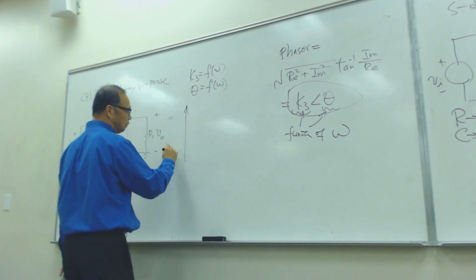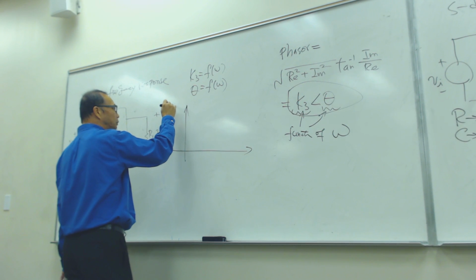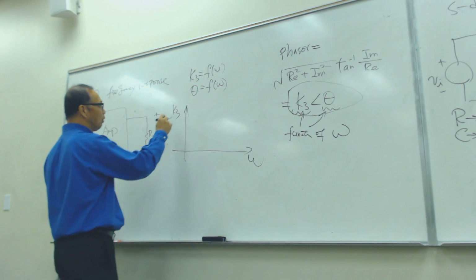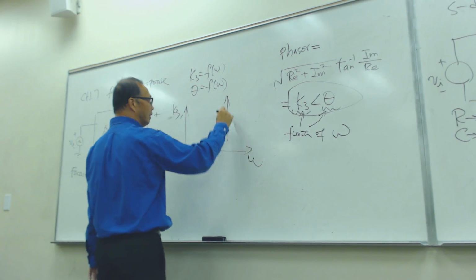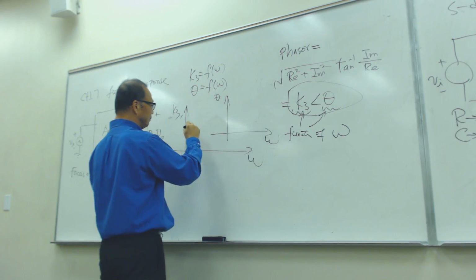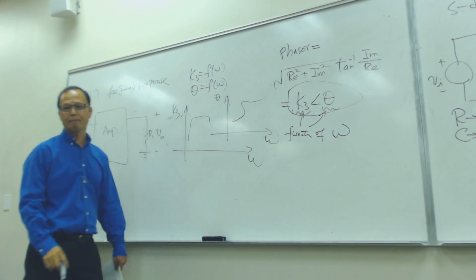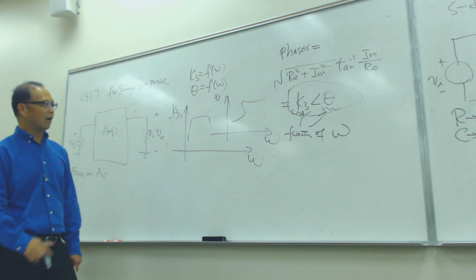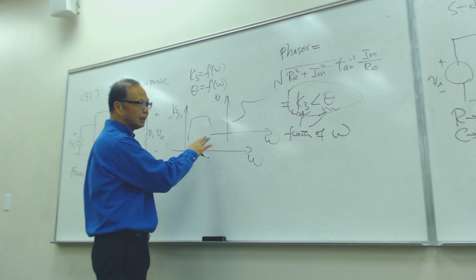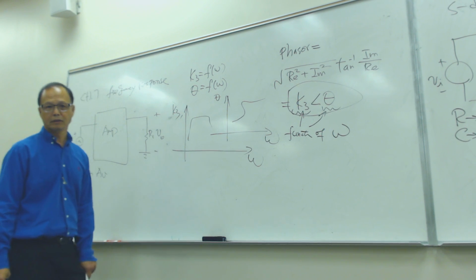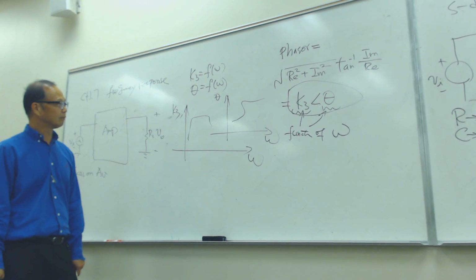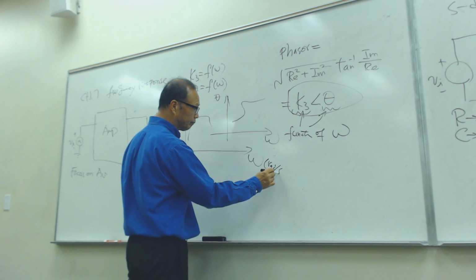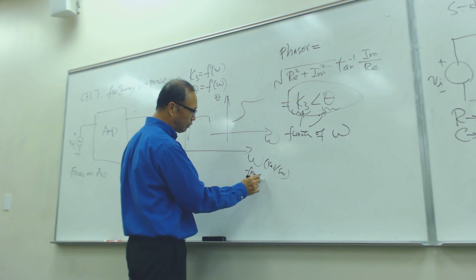So then what can you do? You can plot the magnitude versus omega. You can also plot theta versus omega. So something like this. These are the frequency response of that voltage gain, because omega is frequency. It's radian per second. Now you can change it to frequency if you like, in hertz.